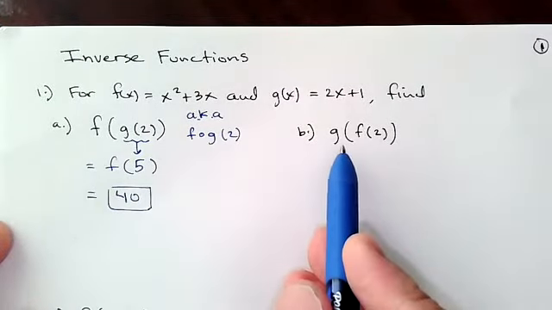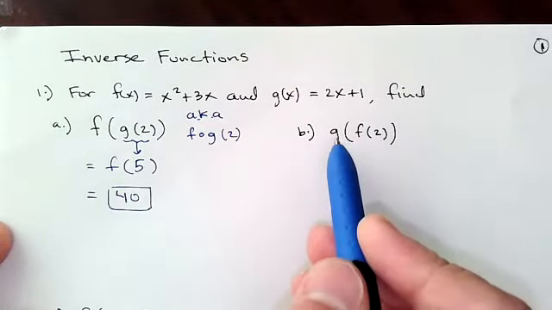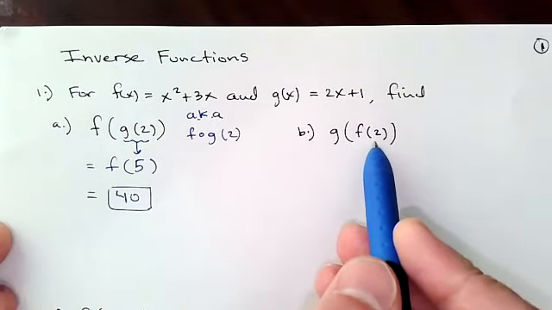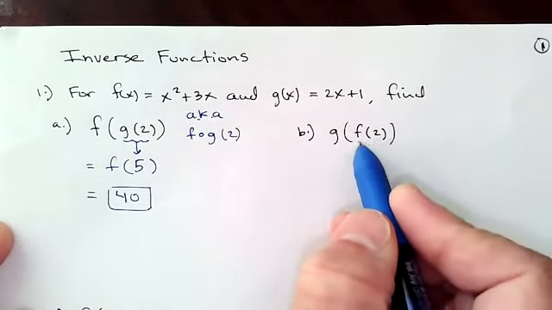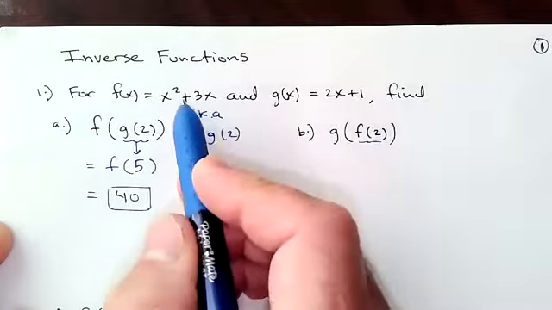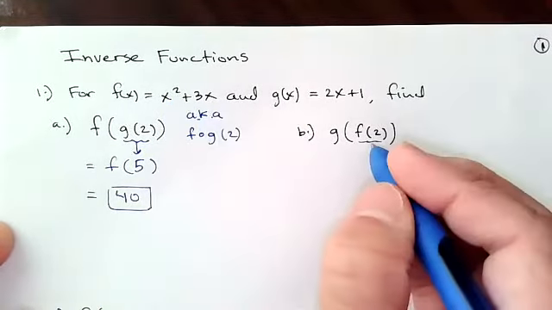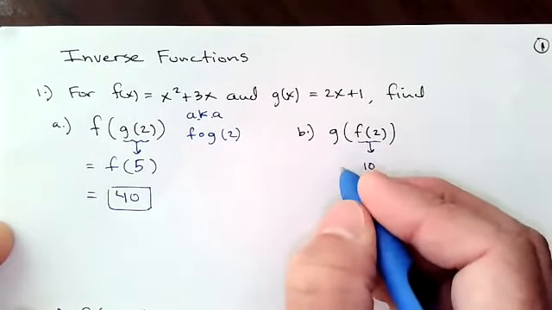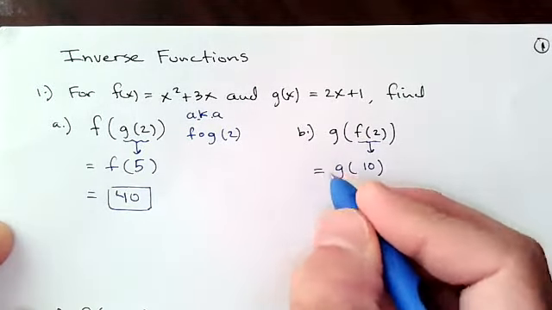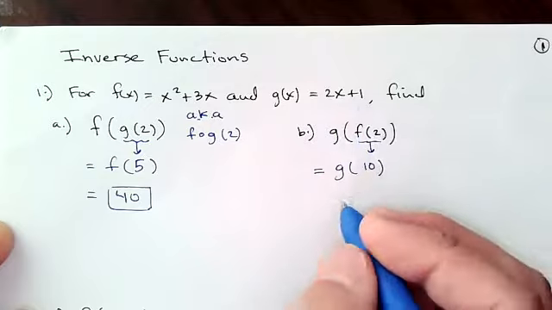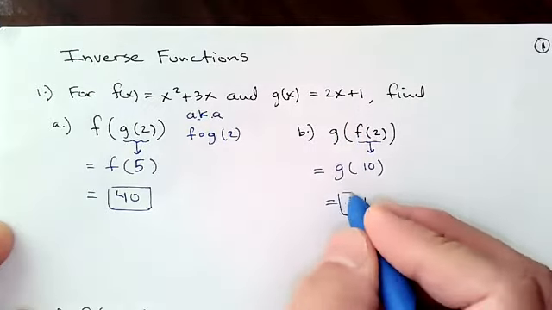Remember, you can do a composition both ways. So if I've reversed it and did g of f of 2, now I should be plugging 2 into f of x first. That's going to give me 2 squared, 4, plus 6 is 10. And then find g of 10. 2 times 10 plus 1 gives me 21.